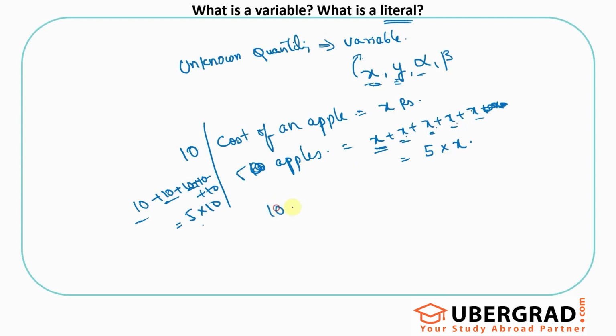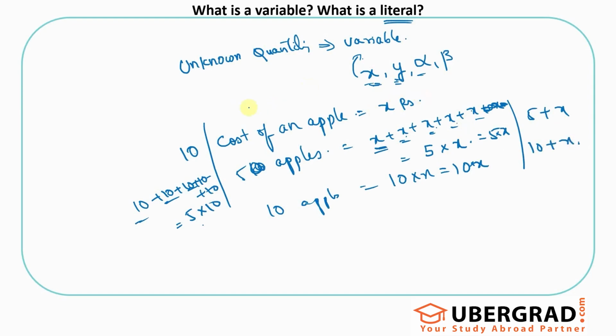If I add it 10 times, it will be 10x. So 10 into x is what is written as 10x. What is the meaning of 5x? 5x is nothing but 5 times x. 10x is nothing but 10 times x. This is different from 5 plus x. This is different from 10 plus x.